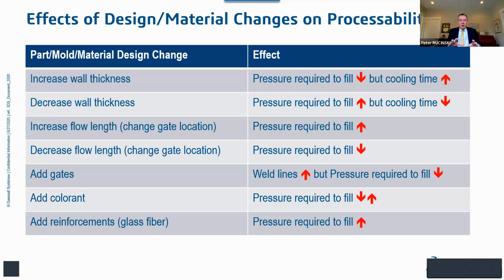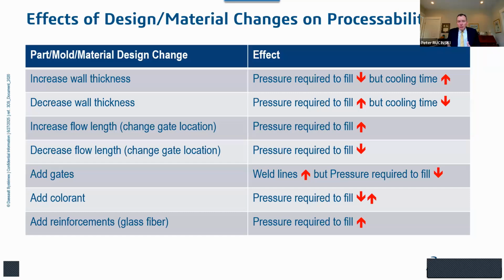So we can change times, temperatures, and pressures at the injection molding machine. I like to preface all of this by saying all things being equal. So all things being equal, if I increase my part wall thickness, so I change my part design, guaranteed the pressure required to fill that mold will decrease, but my cooling time will increase. So I made my part thicker, it takes longer to cool. That's going to add some seconds to my cooling time and then my overall cycle time.